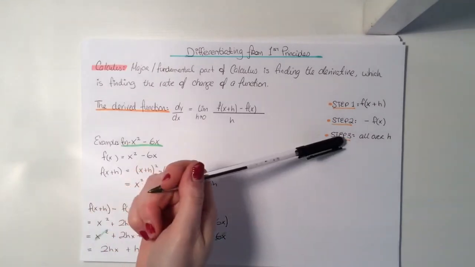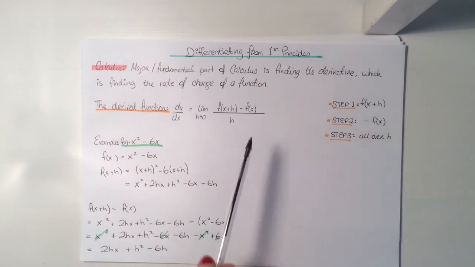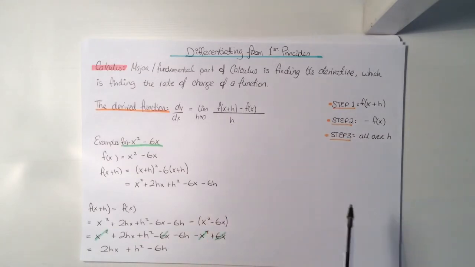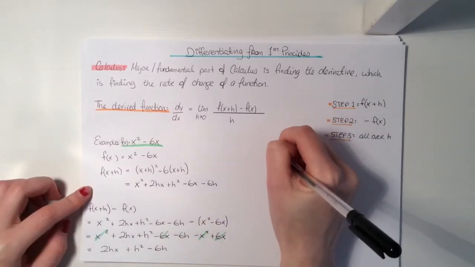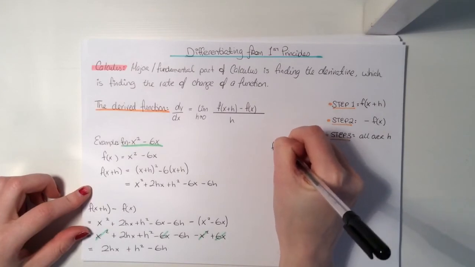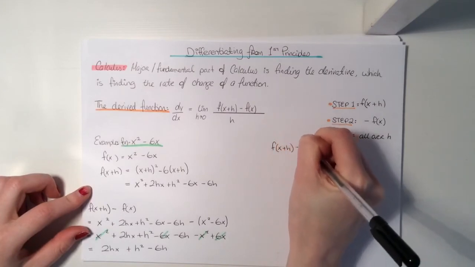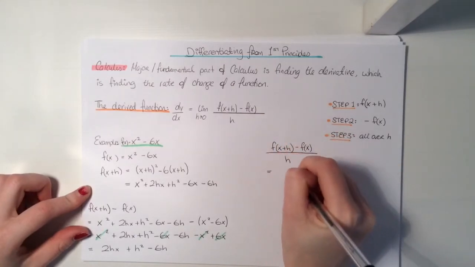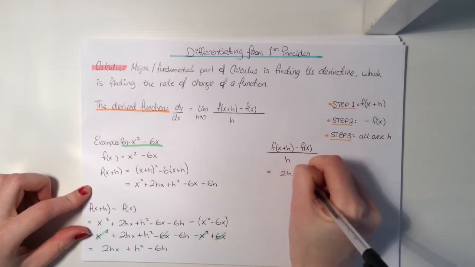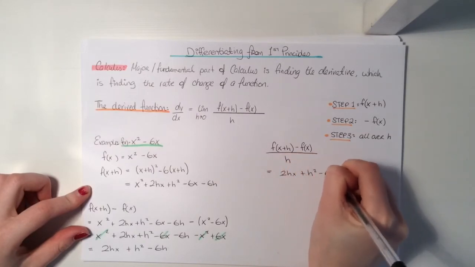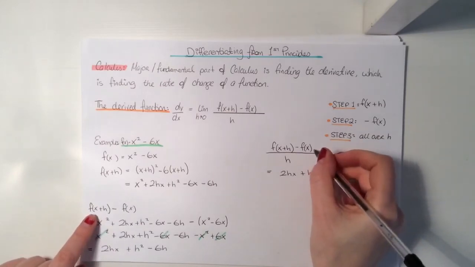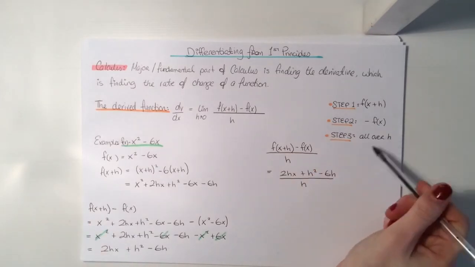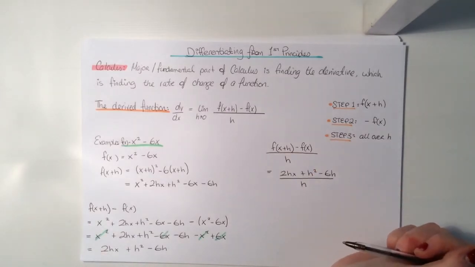So step 3, you see here says all over h. So this is taking what we've just found there on top, the numerator, and putting that all over h. So I'm just going to move up here for this one. So we just found all that, and then we're going to put it all over h. So it's going to equal 2hx plus h squared minus 6h. Okay, so that's what we've just found, putting that on top, and that goes all over h, and that's our step 3. Okay, so we've got that in format now.